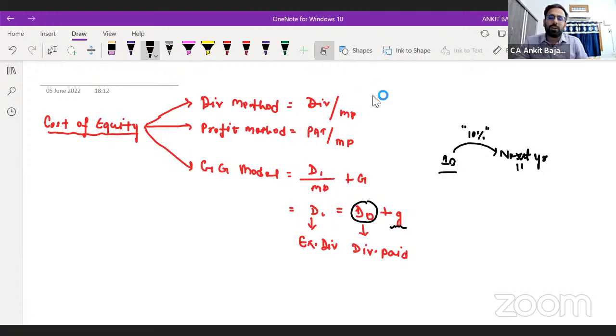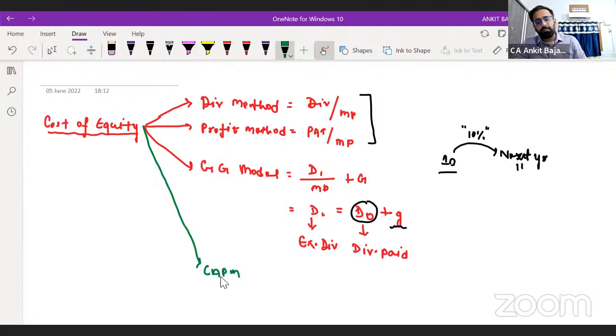This method is quite acceptable. Many companies don't follow these methods, because these given methods won't give you an accurate or proper result. Now the next remaining concept is the CAPM method, which is also a very important method. CAPM means capital asset pricing model.